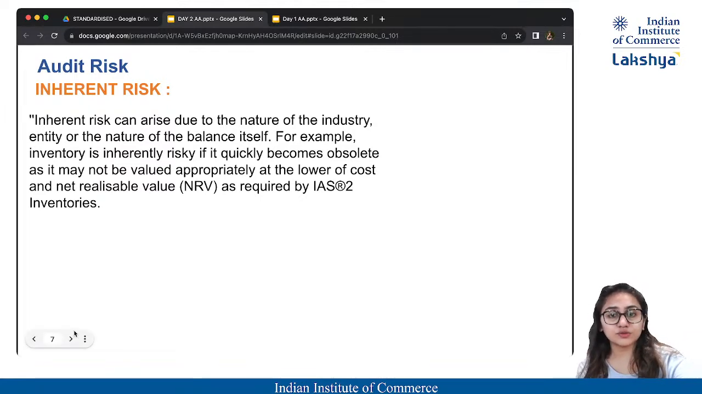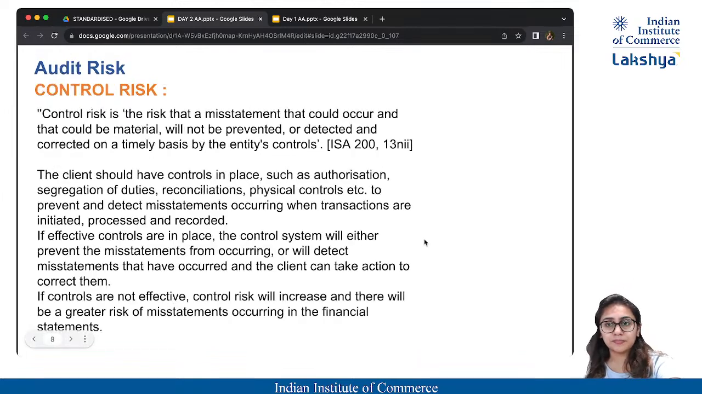So that is according to ISA 2. The next is control risk. Control risk is the risk that a misstatement that could occur, and that could be material, is not prevented or detected or corrected on a timely basis by the entity's controls. As I told you, there's a misstatement that is also material, but it cannot be prevented, detected, or corrected by the entity's controls on a timely basis.